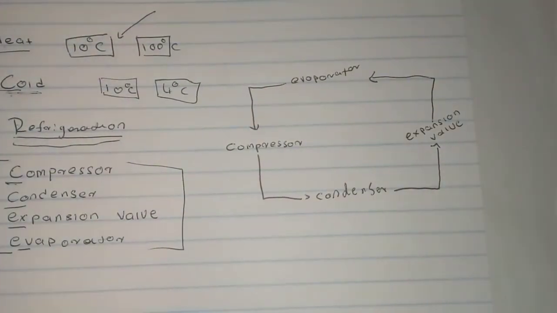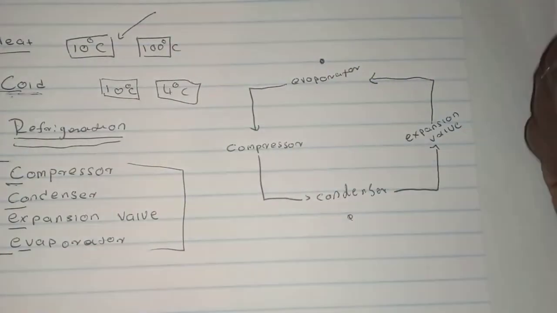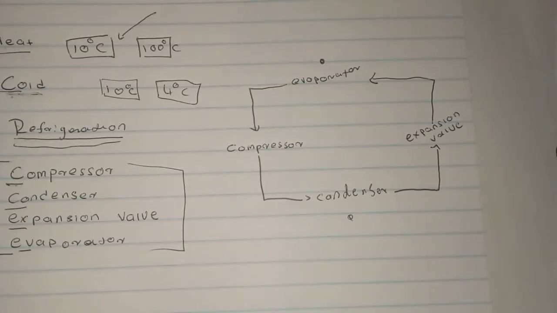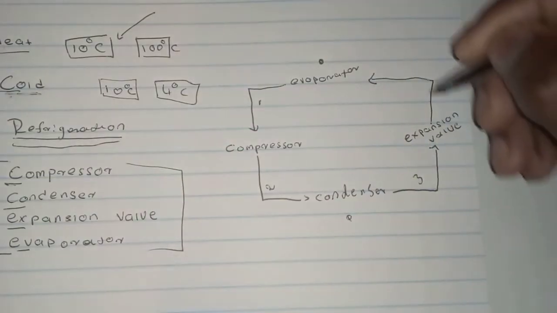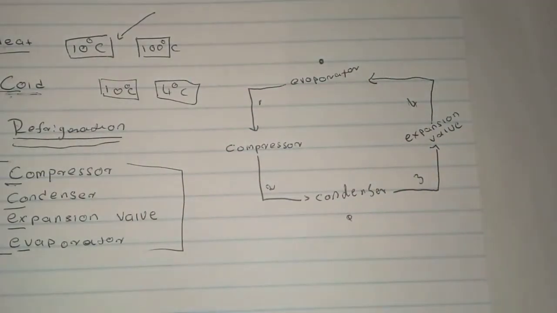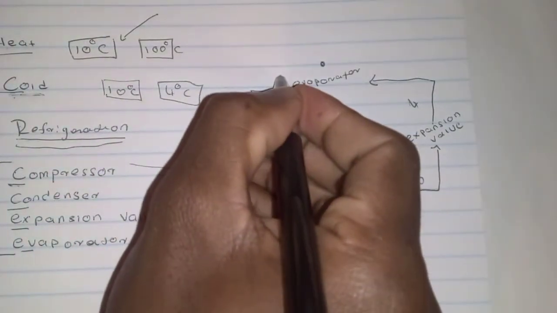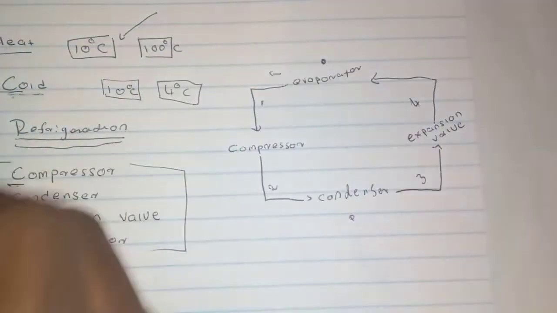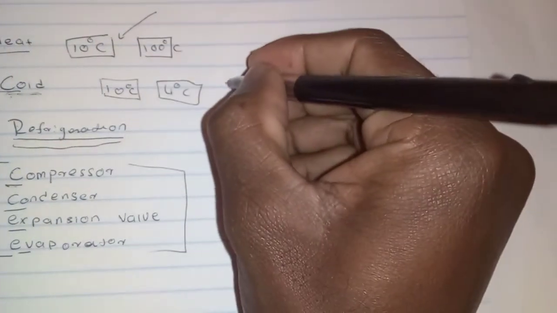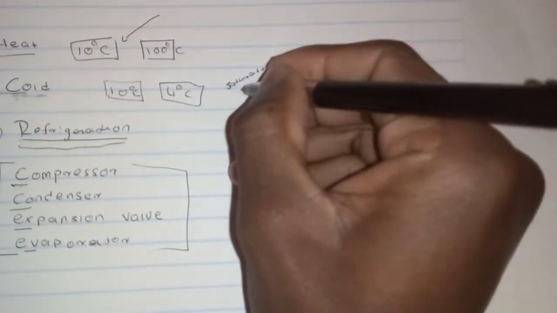So this is what is going to happen. The heat energy will be transported from this, which is the evaporator, to this, which is the condenser. That's where the heat energy will be discharged. So we'll start here. We'll say this is 1, this is 2, this is 3, and this is 4. What is going to happen is the refrigerant will come out of the evaporator, because it entered the evaporator to absorb heat energy. It comes out of the evaporator as saturated vapor.